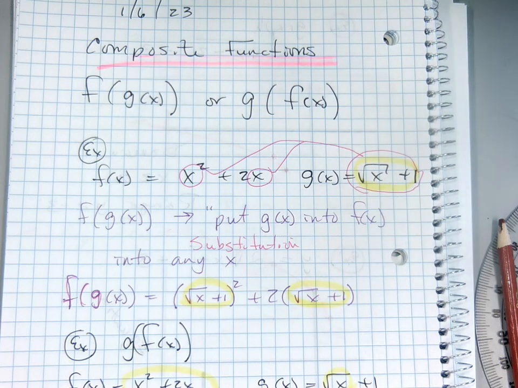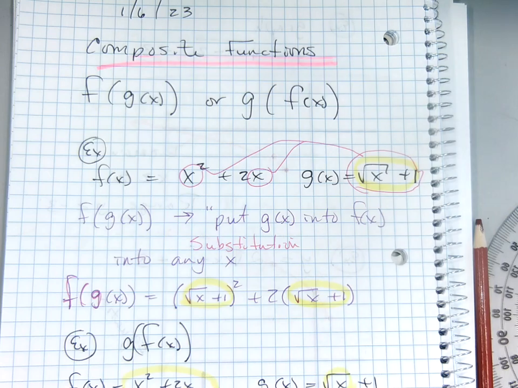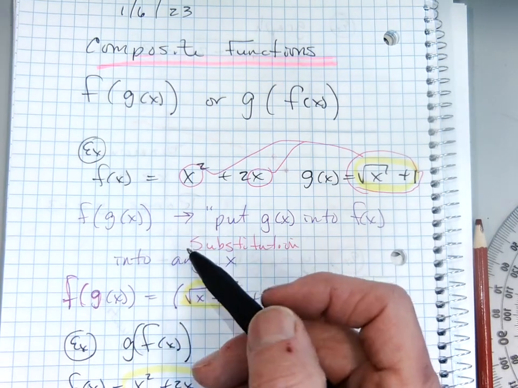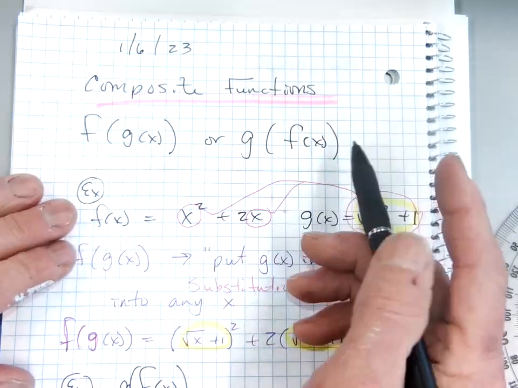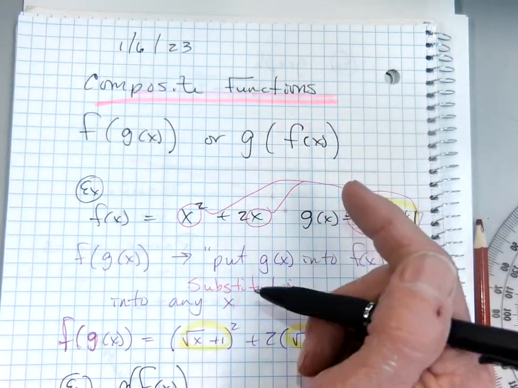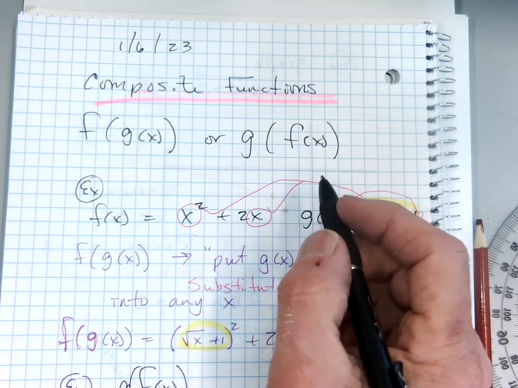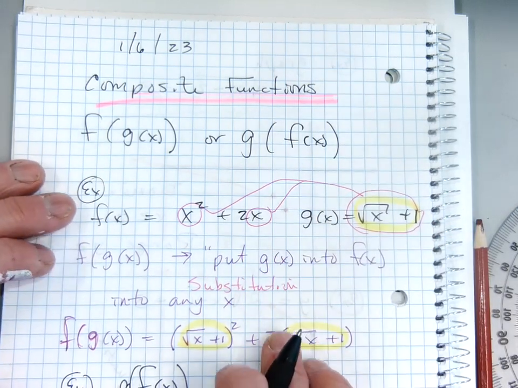Okay, let's recap the lesson. So it's kind of a big day today. We talked about this thing called composite functions. What composite function means is simply putting one function into another. So we're going to put one function into another.